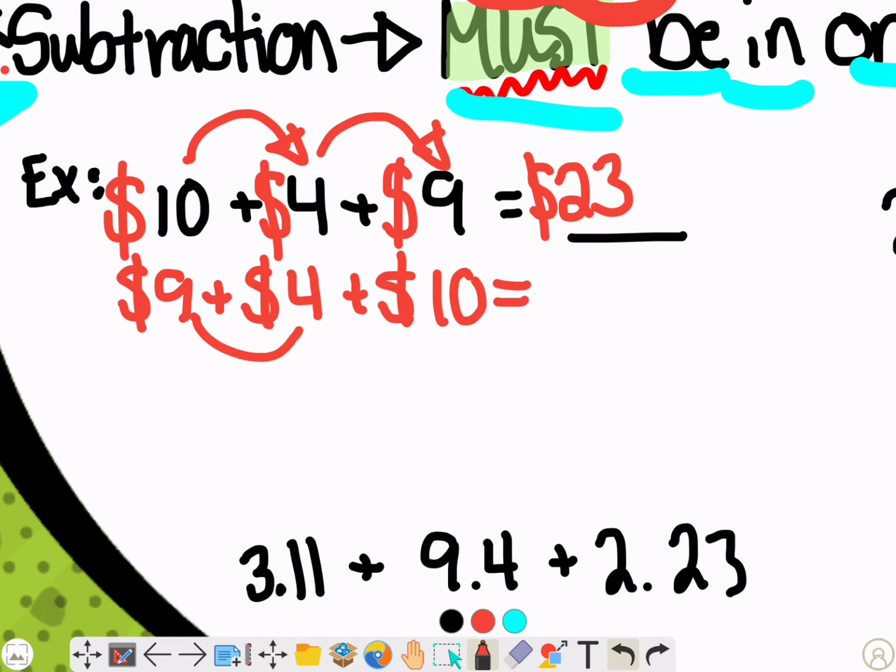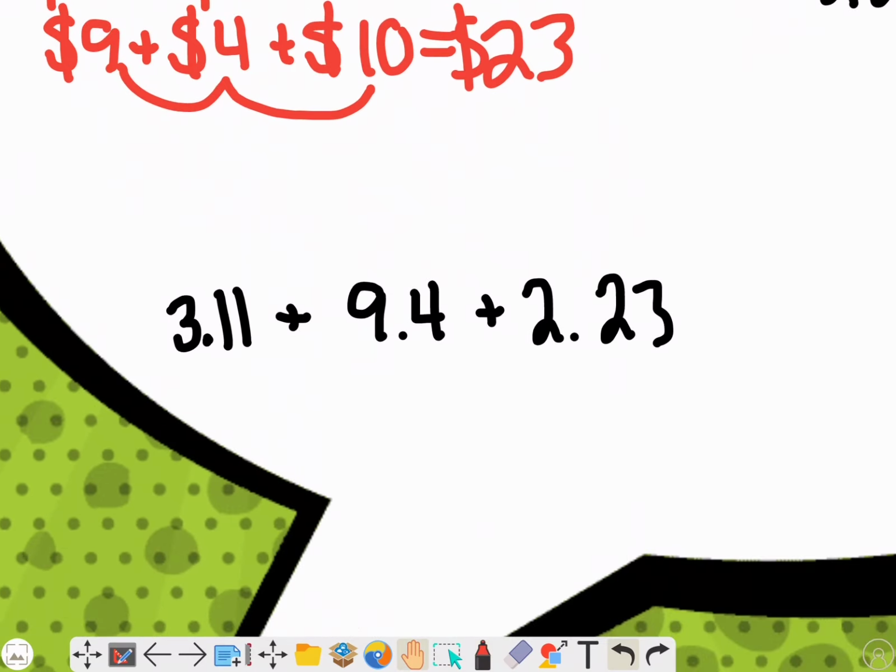9 plus 4 is 13. 13 plus 10 is 23. I'm just finding it in a different order, so I'm not going to change my amount. I'm just finding it at a different time or a different place. The same is also true with decimals, except I'm going to have to do a little bit more work and really think about it. Also, before I get started, please make sure you have the same amount of place values. That's going to help you add, guys.